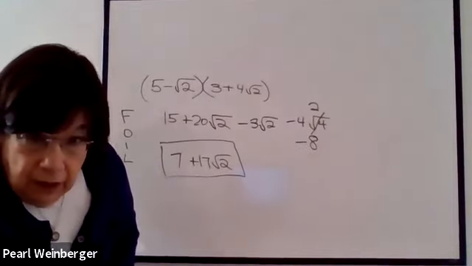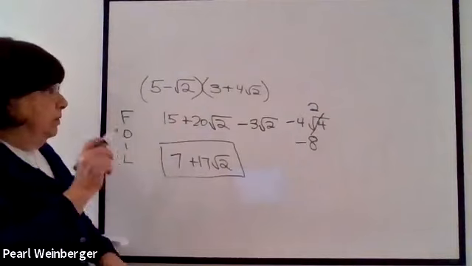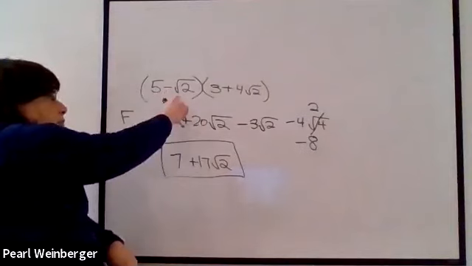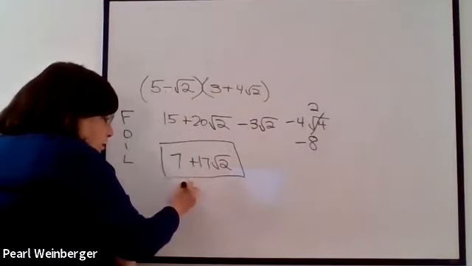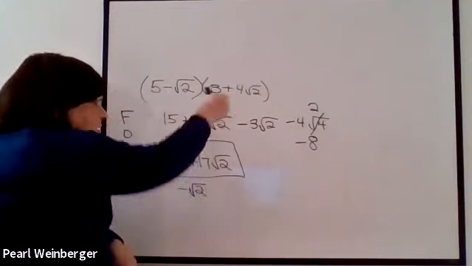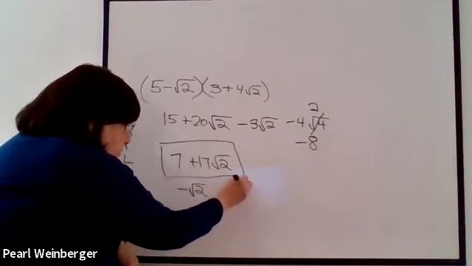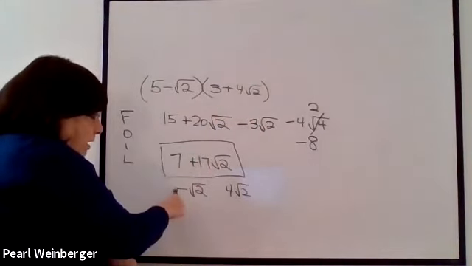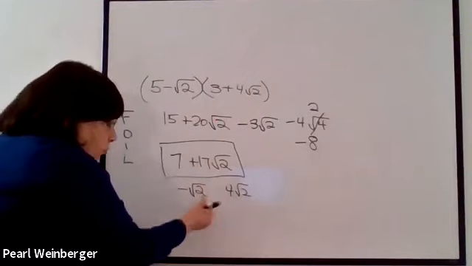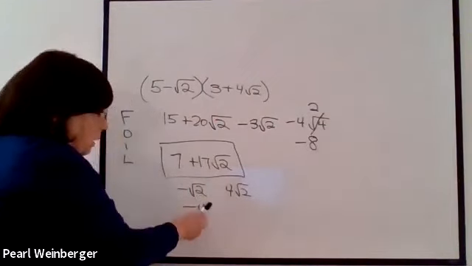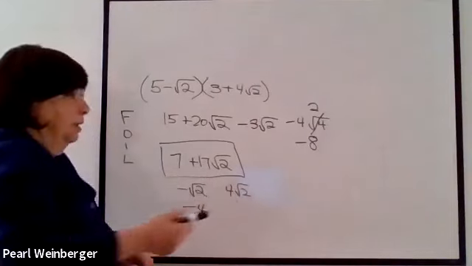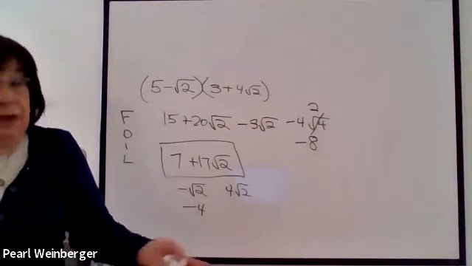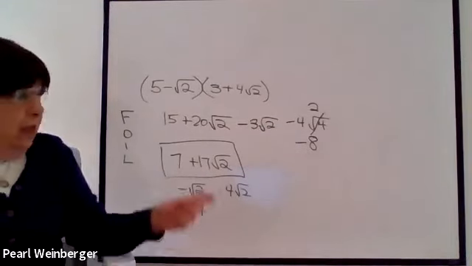And if I look at this, I want to make a comment about what I did before. When I was doing the last, I had negative square root of 2 times 4 radical 2. Obviously the outside numbers were the negative 1 times the 4, which is a negative 4. And the radical 2 times the radical 2 came out to be radical 4, because 2 times 2 is 4. But obviously square root of 4 is 2.